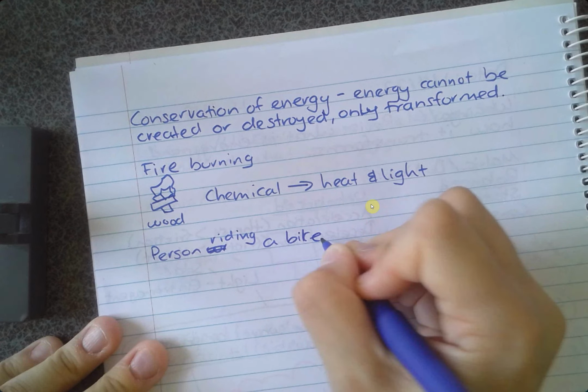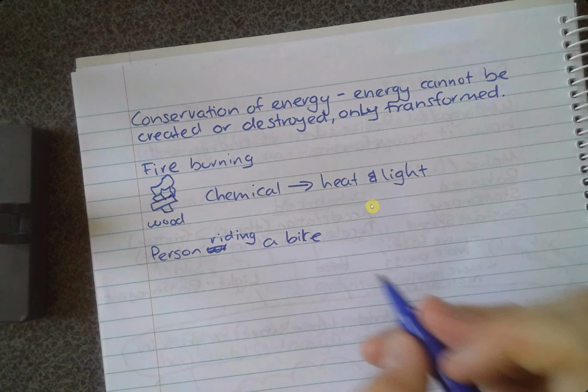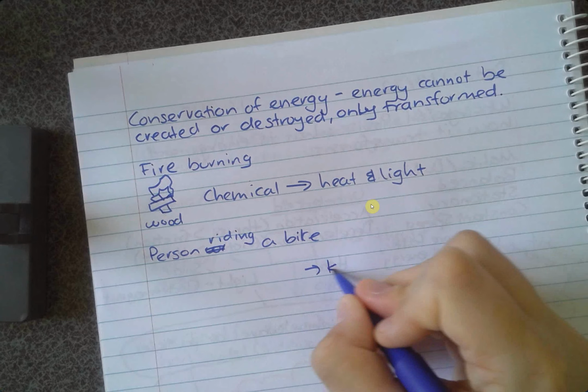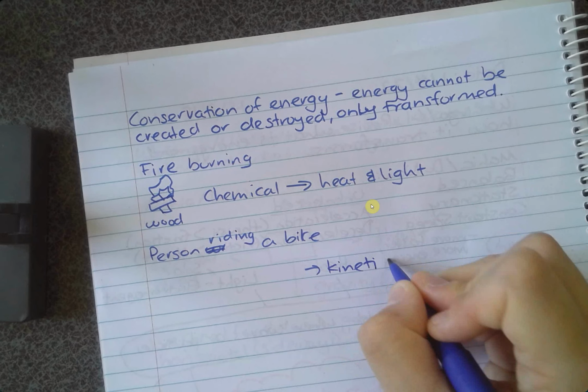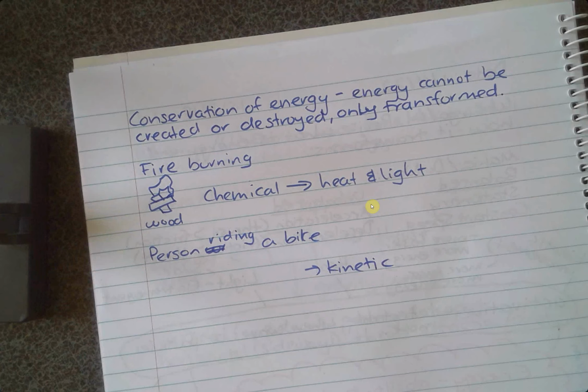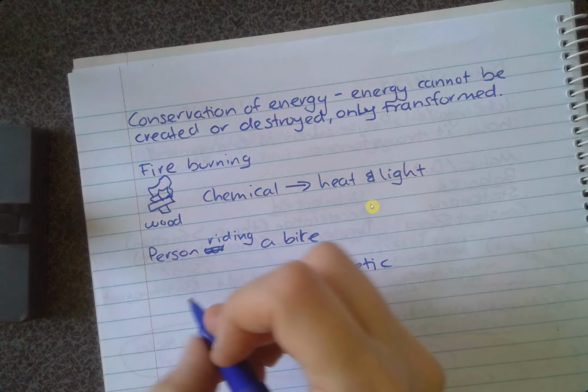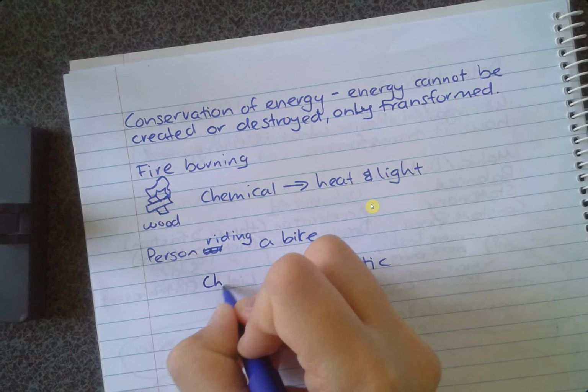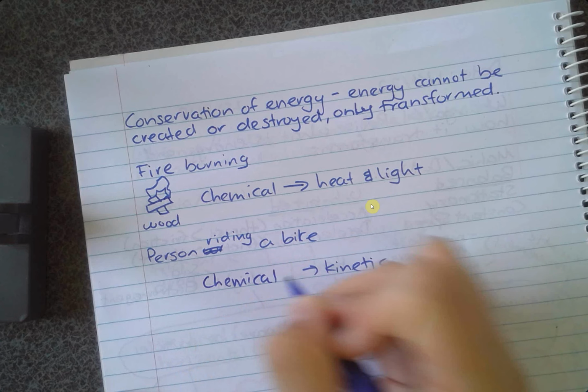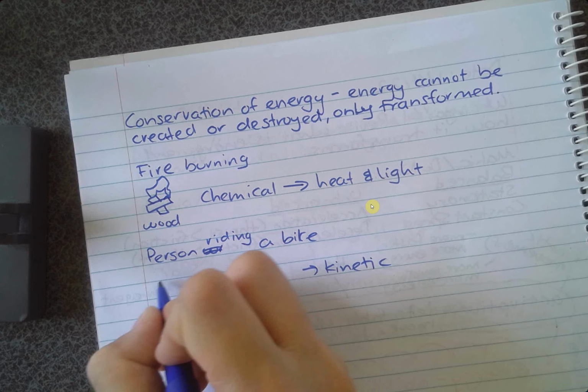So a person riding a bike. So we know that they have kinetic energy, that they are moving, but where do they get that energy from? Their legs. Their legs, but where do those leg muscles get the energy to be able to pump and move? What do we need to do every day? Chemical, eating. So chemical to kinetic.